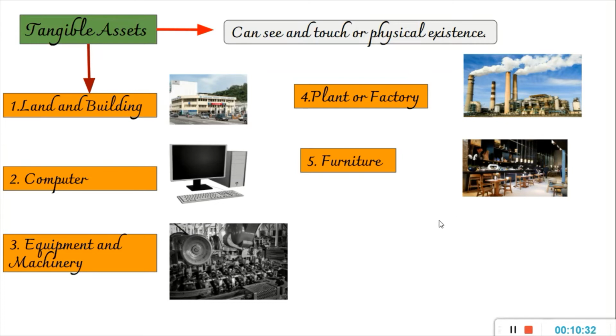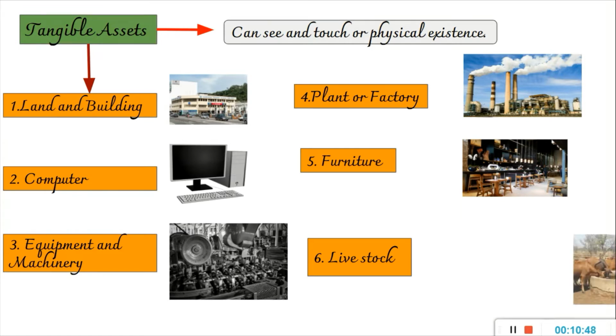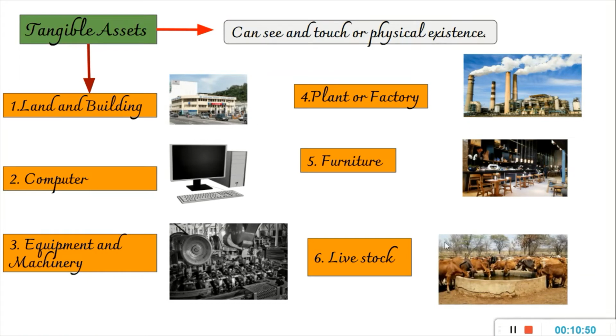Now, next we can see livestock. What is livestock? If animals are also our assets for the business, yes. If we have a farm, or if we have a circus business, then whatever animals are there, all those animals are our stock, right? Those animals are our asset. So that is called livestock.